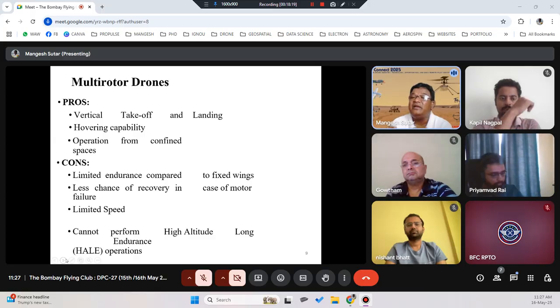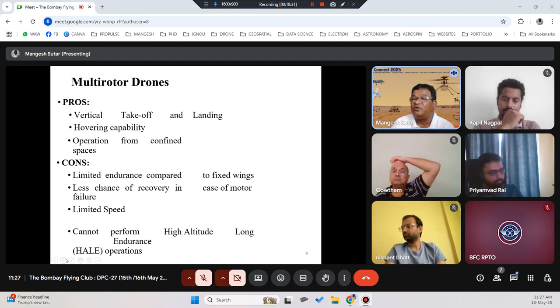Again, it has a limited speed compared to fixed wing. So it has limited operations. It can fly within your range of flying. It cannot perform high altitude long endurance. This is what I said, right?